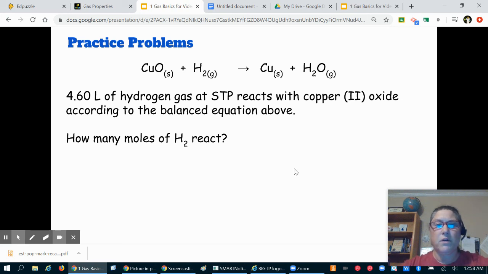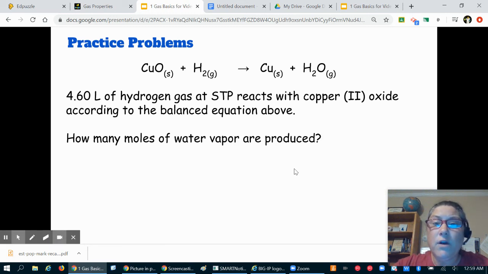Okay, here's a practice problem with stoichiometry. You have your balanced equation up above. 4.60 liters of hydrogen gas at STP reacts with copper 2 oxide, according to the balanced equation above. How many moles of hydrogen react? Good job. Now that you know how many moles of hydrogen react, can you calculate the number of moles of water vapor produced?